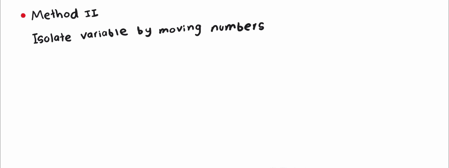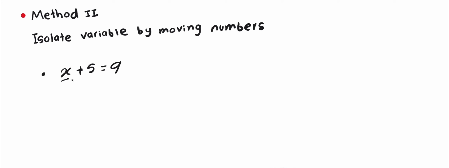So what is this method 2? I will teach you with an example. Take x plus 5 equals 9. So in this method, you all know that our goal in an equation is to isolate the variable. What is the variable? It is x. Now you all know that.